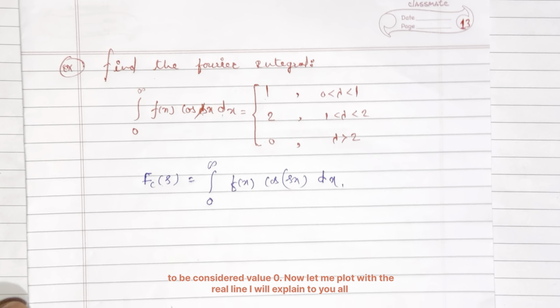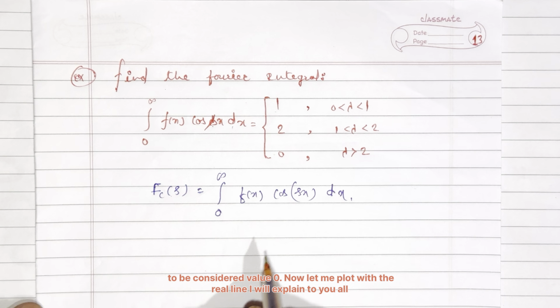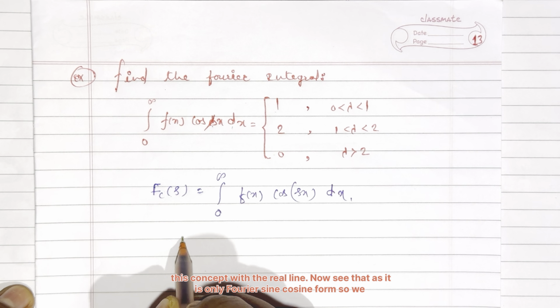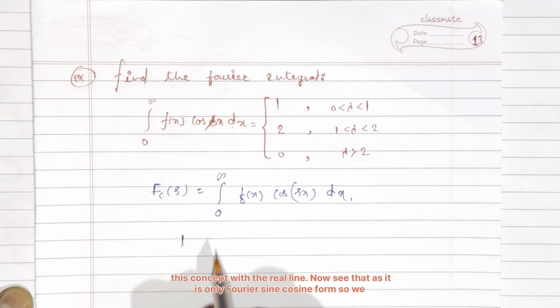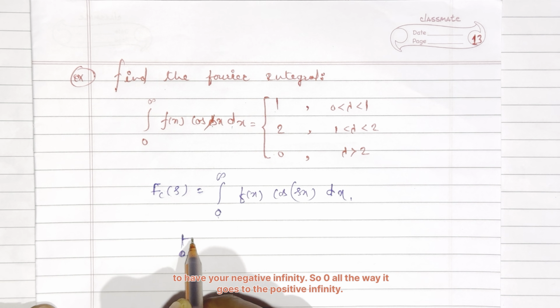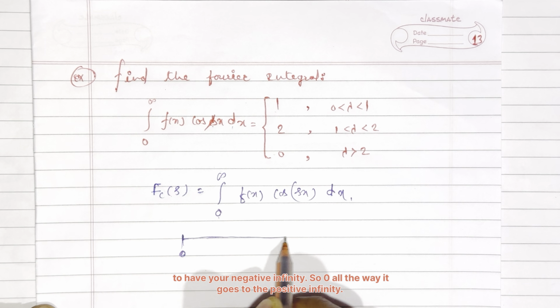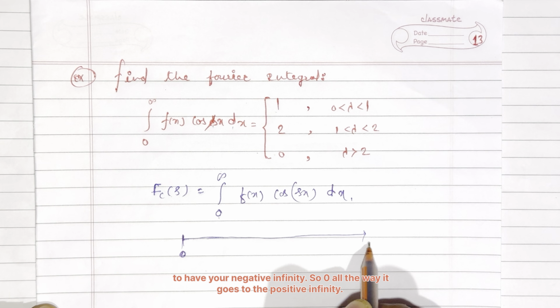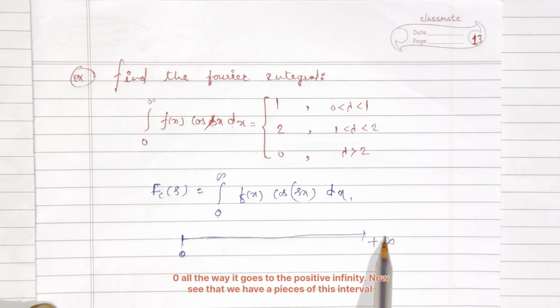Now let me plot it on a real line. I will explain this concept with the real line. As it is only the Fourier cosine form, we consider only the limit from 0 to infinity. So we start here at 0, we do not go to the negative values or negative infinity. 0 all the way goes to positive infinity.